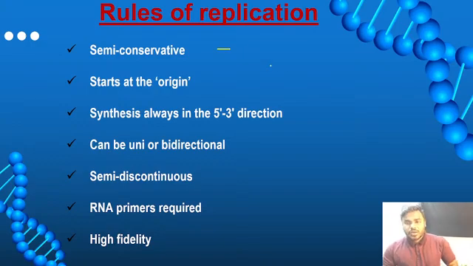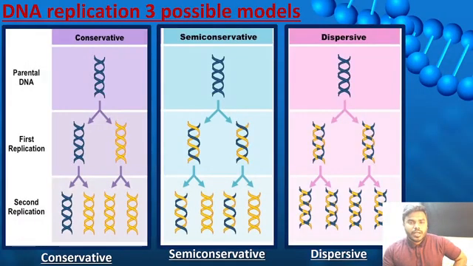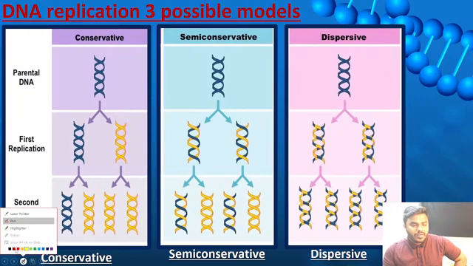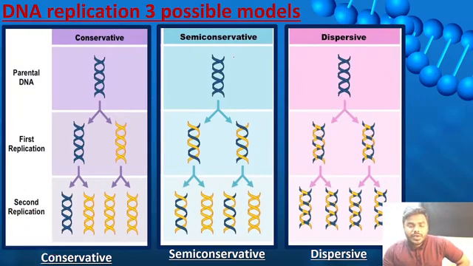First, what is a semi-conservative model? I hope all of you remember very clearly. According to the semi-conservative model, the two parent strands get separated, and each parent strand acts as a template strand, and there is synthesis of the daughter strand. That is exactly what we call the semi-conservative model.